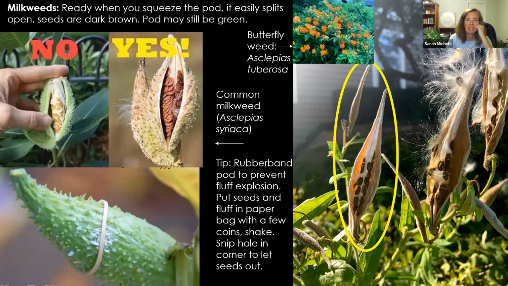Danelle, should we broadcast seeds in the fall or winter? Either, anytime between October through the end of February.